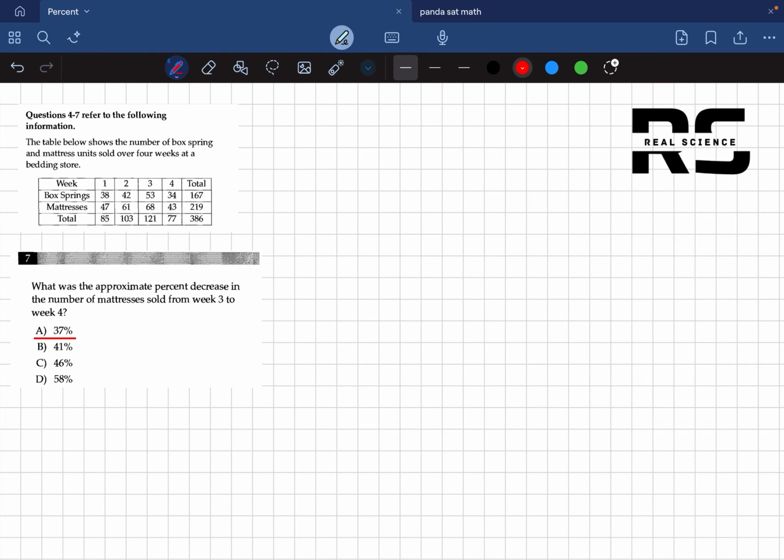What was the approximate percent decrease in the number of mattresses sold from week 3 to week 4? Okay, that is a good question. So in week 3 we had 68 mattresses, and in week 4 we have 48 mattresses. Let's make 68 equal to 100%. So we had 100% mattresses, basically 68 mattresses, and now it became 43. So it became X percent. We don't know to what percent it decreased. Let's just cross multiply. 68 times X is equal to 43 times 100. So X is equal to, let's just calculate that.